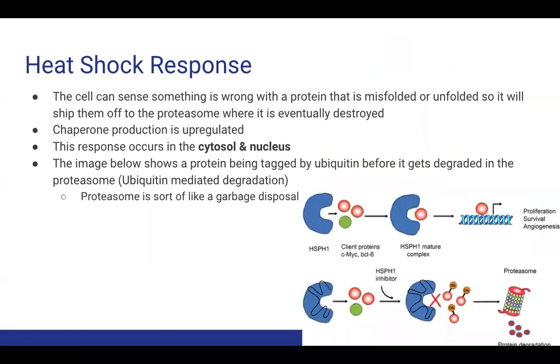So heat shock response is a process that occurs in the cytosol and the nucleus. And the image below shows this process going on. And basically, these proteins are tagged by ubiquitin, and then they get degraded in the proteasome through ubiquitin-mediated degradation. So it's sent to the cell's kind of like trash disposal.